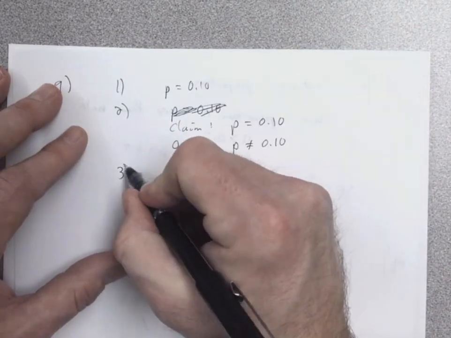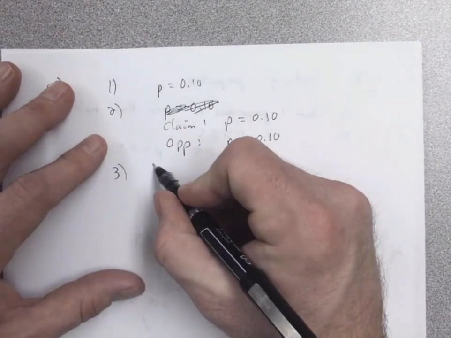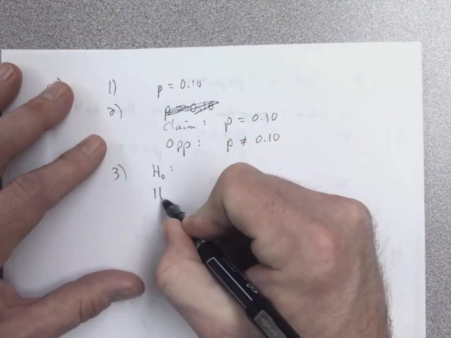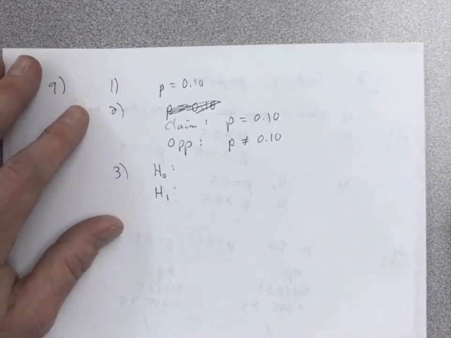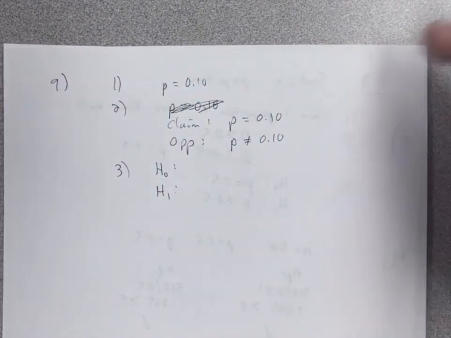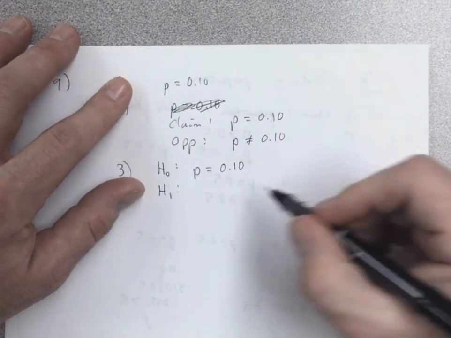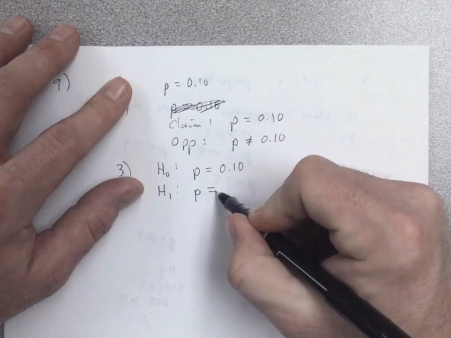Okay, so now we have to go to number 3, and you have to determine which one of those is the null and which one is the alternative. So looking at the null, looking at the alternative. Which one of those is the null? Top. Yeah, because it has the equal sign, right? So the null is the top, and then the alternative is the bottom.